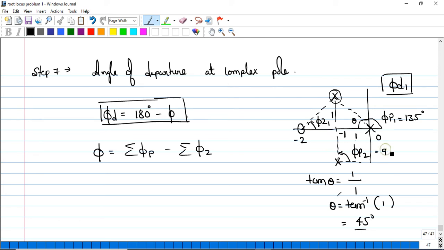See, if you are marking this particular plot in a graph sheet, then directly you can use a protractor and measure that. Okay, it will be a lot more similar, and again you can apply the same method and you can calculate the angle made by zero 1.